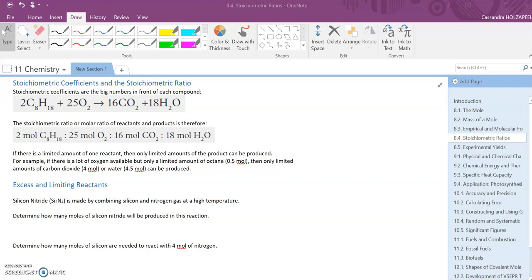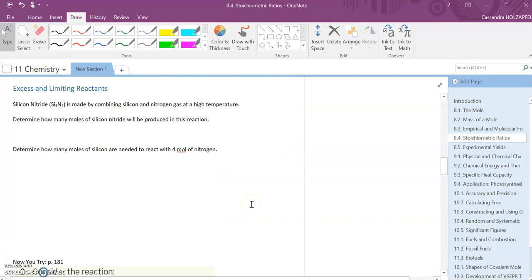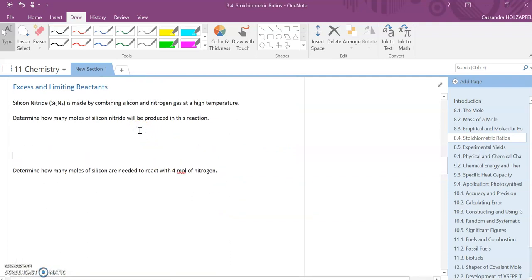We've got silicon nitride, and that's made by combining silicon and nitrogen gas at high temperatures. Determine how many moles of silicon nitride will be produced in this reaction. So the first thing I need to do is make a chemical equation. We're going to do this by writing out each of the chemical species. The first one is silicon nitride, and I think that this is a solid. So silicon nitride, which we're going to assume is a solid, is made by combining, oh, I should have done this the other way, shouldn't I?